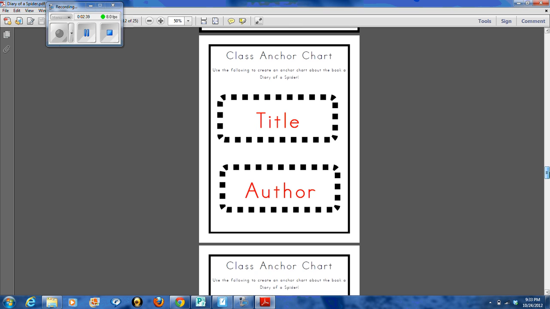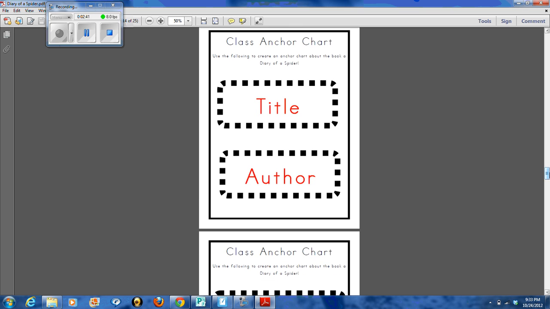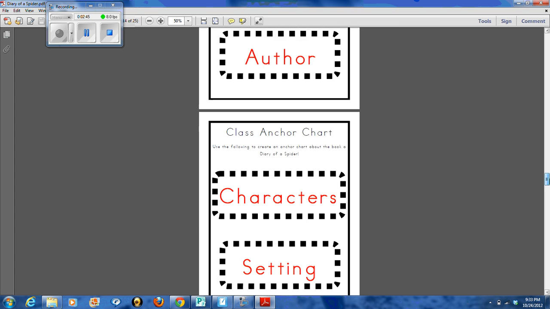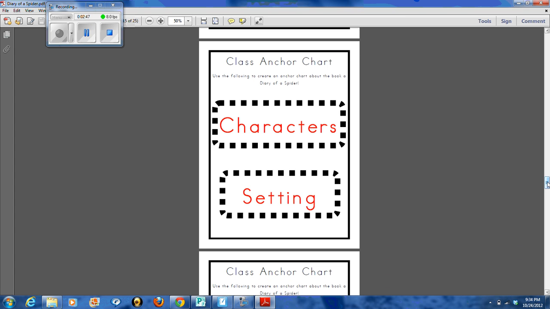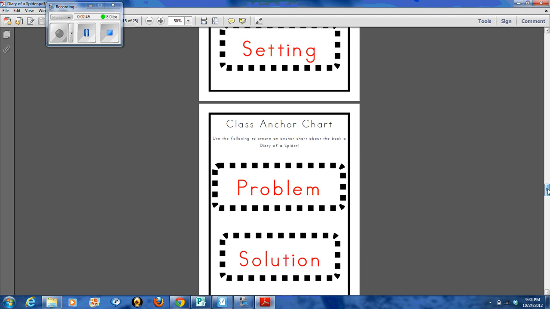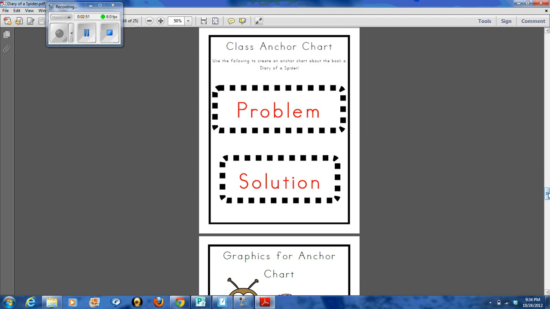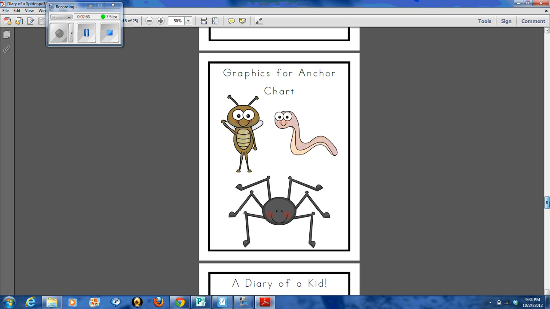I also create an anchor chart in my classroom, and I use these labels for the title and the author. We also go through and do the characters and the different settings in the story, and the problem and the solution. And then these are the graphics that I use, and they're adorable because you have fly and then you also have worm.